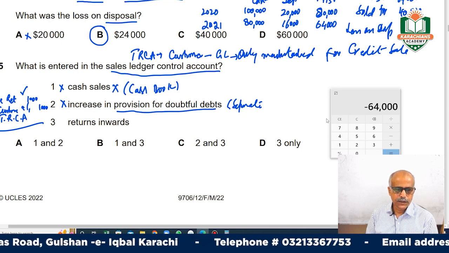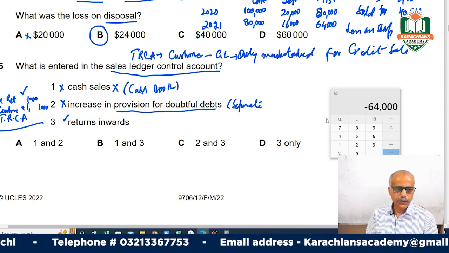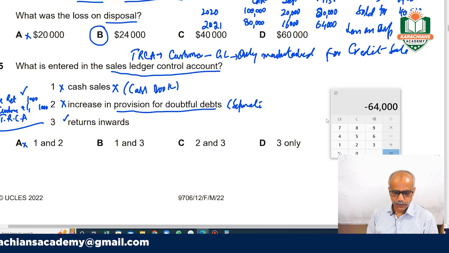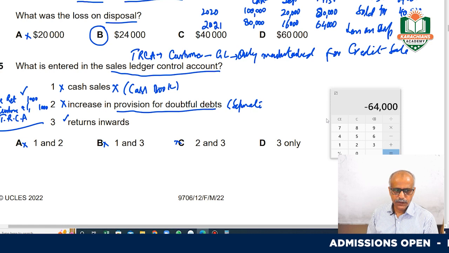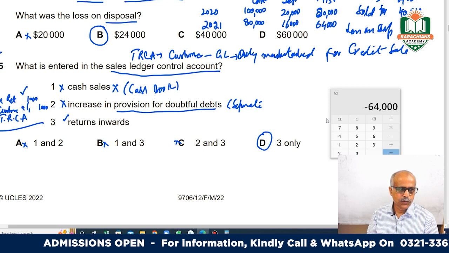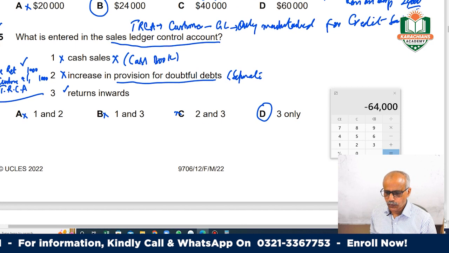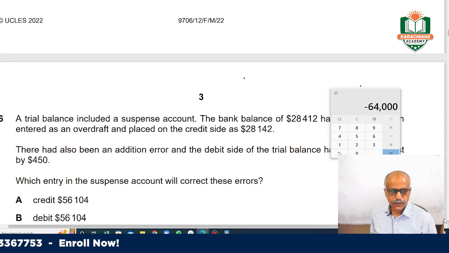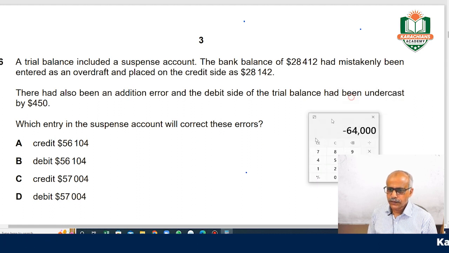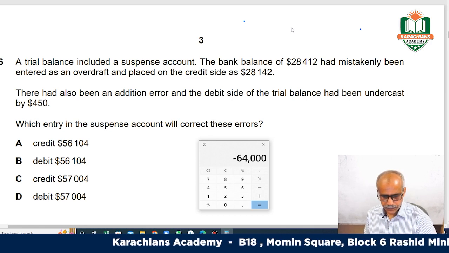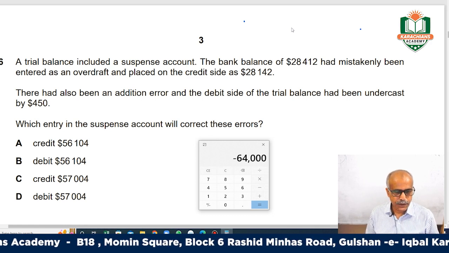So your answer, C. Option 1 and 2 are not applicable, 1 and 3 not applicable, incorrect. Only 3 applies. So D is your answer, only returns inwards. So we are done with question number 5. Move on to question number 6. Let's see what question number 6 is.